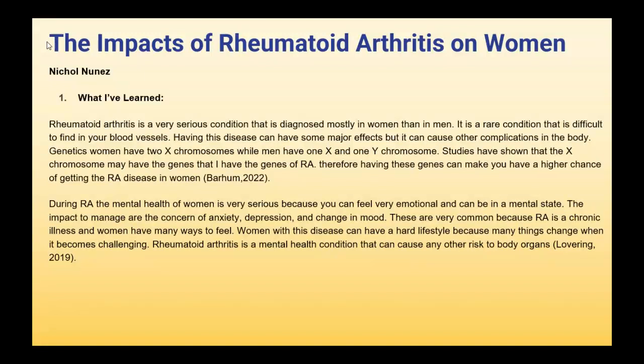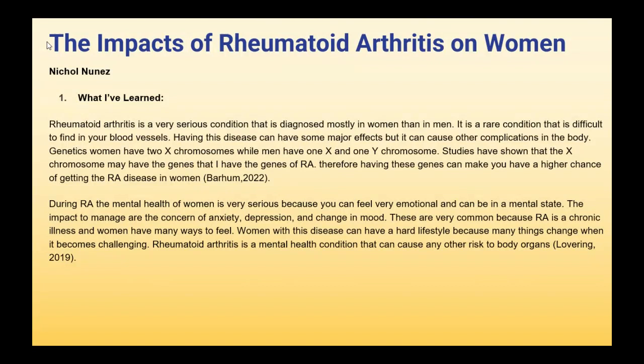Studies have shown that the X chromosomes may carry the gene for RA. Therefore, having these genes can give women a higher chance of getting RA. During RA, women's mental health is seriously affected because you can feel very emotional. The impacts to manage are anxiety, depression, and changes in mood.